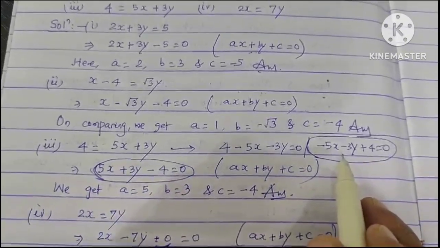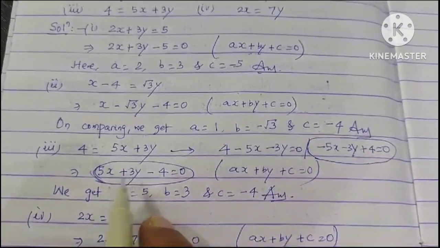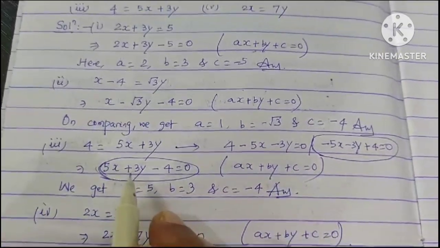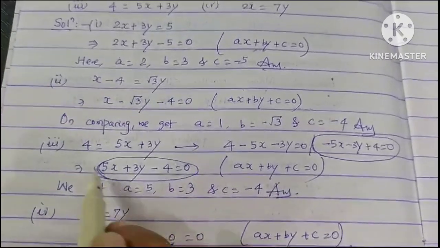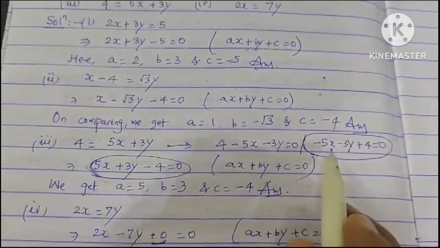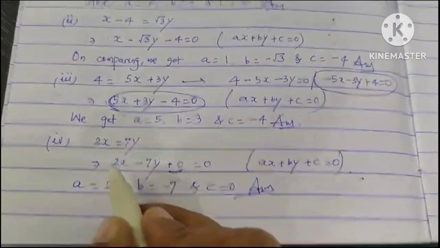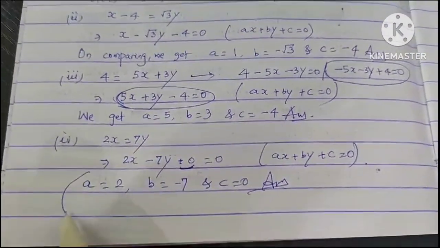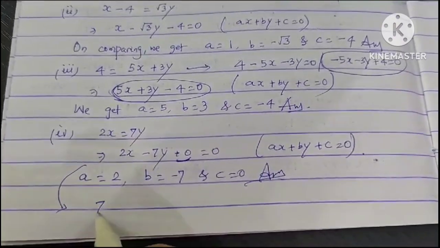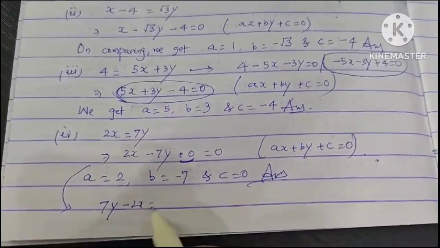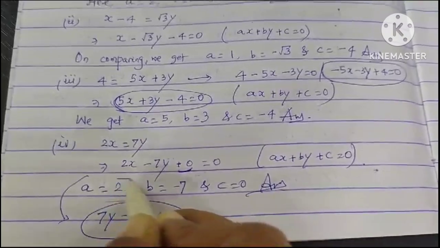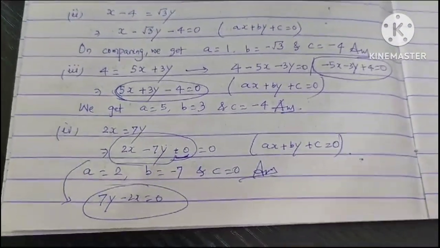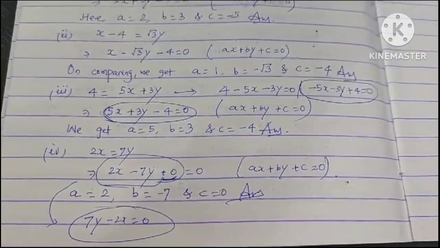And what we have studied, that one equation can be multiplied on both sides by the same non-zero number. The solution will not change, and the equation will also not change. So if you multiply this by minus 1, you will get this one. So both are the same. Suppose this one, 2x minus 7y equal to 0. If you multiply this with minus 1, you will get 7y minus 2x equal to 0. So both are basically the same equations. Okay, so let's move forward.